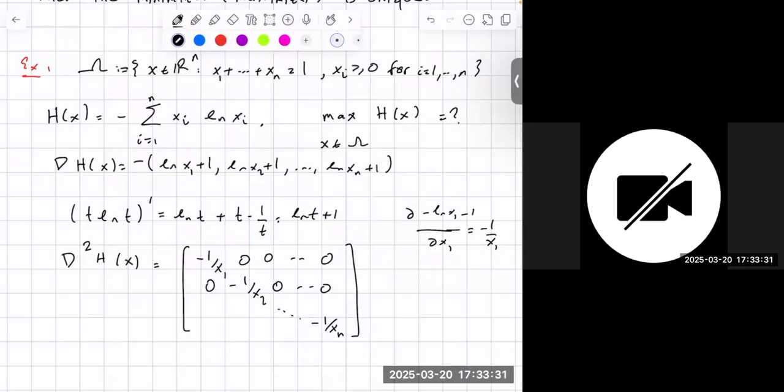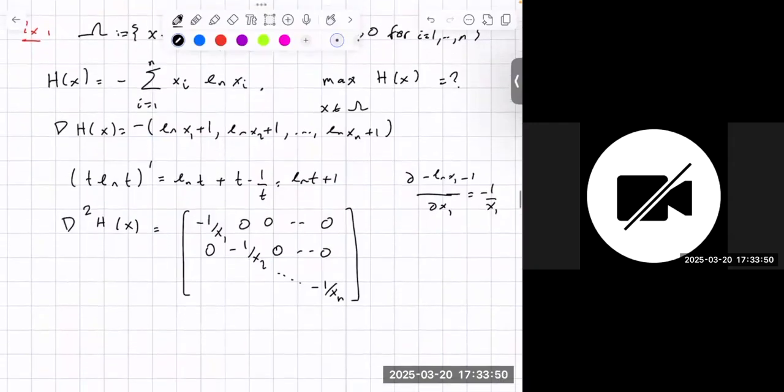So this is clearly a negative matrix. It's 0 everywhere except the diagonal, and everything on the diagonal is a negative number. So what does it mean to have a Hessian which is always negative? That means your function is concave. If it is always positive, convex; always negative, concave. So that means H is concave. And since this is always strictly negative, it's not only concave, but strictly concave.